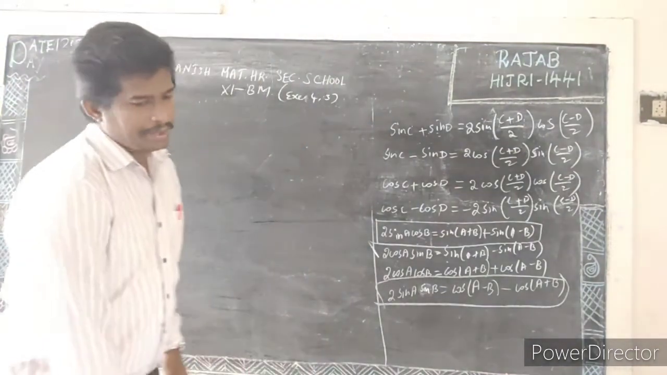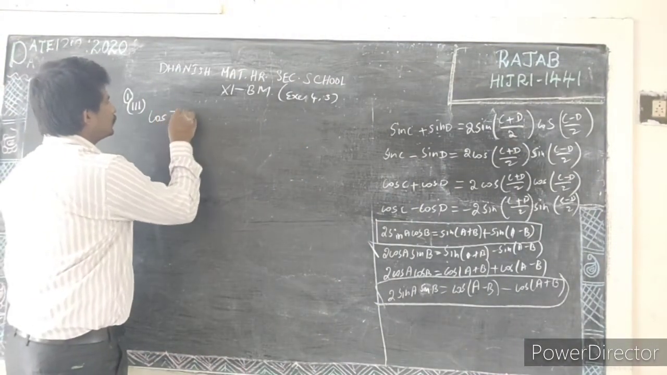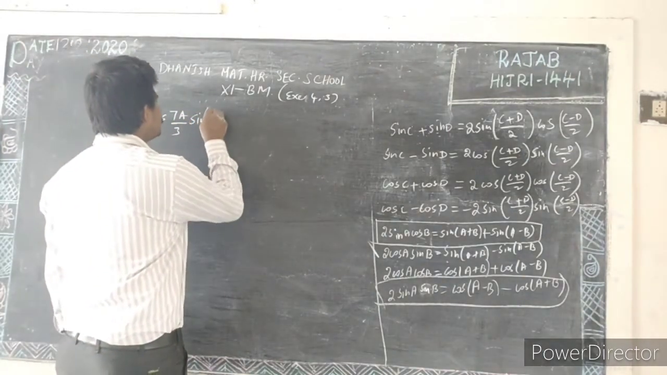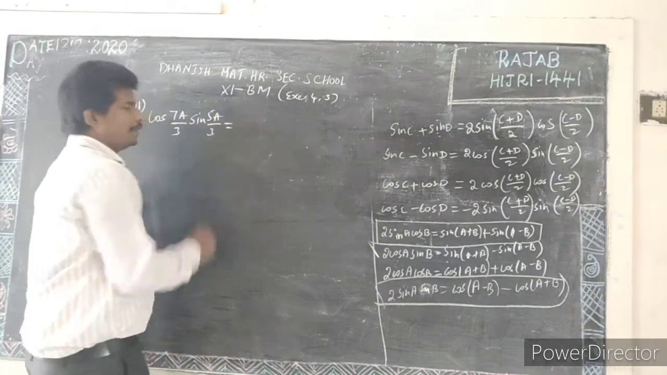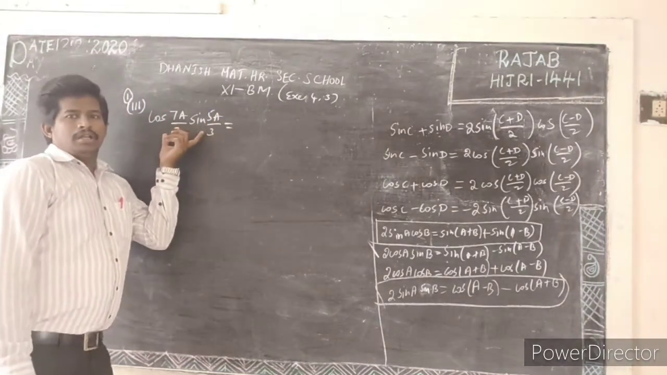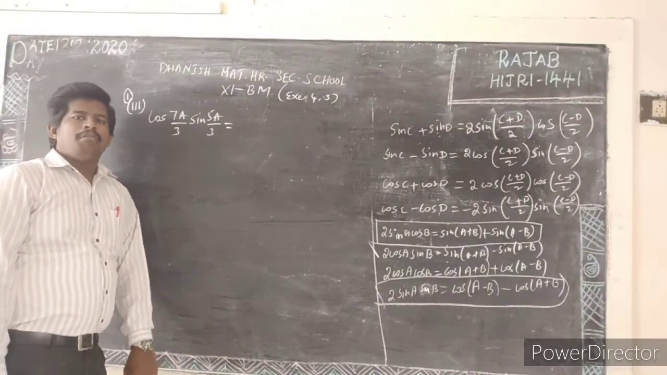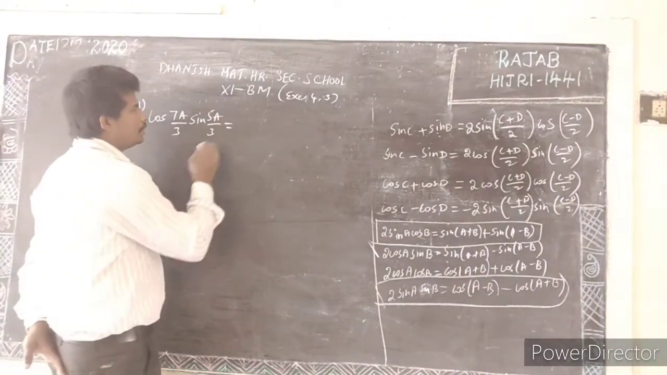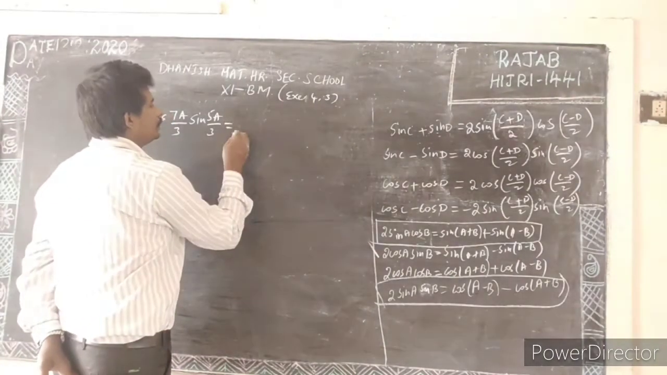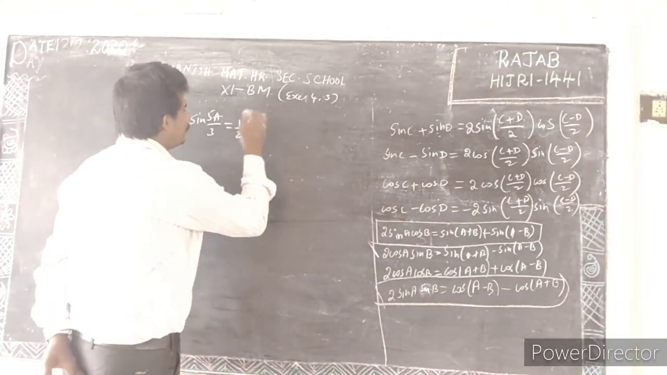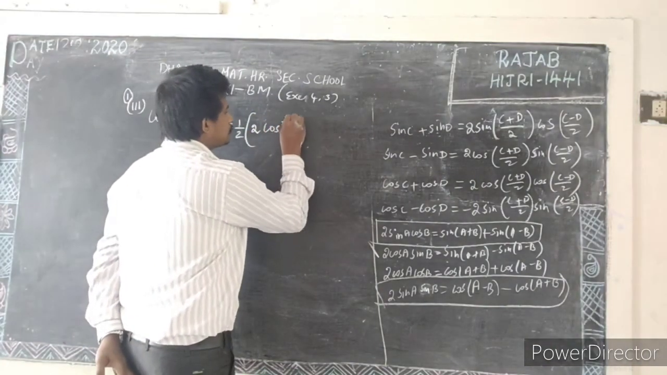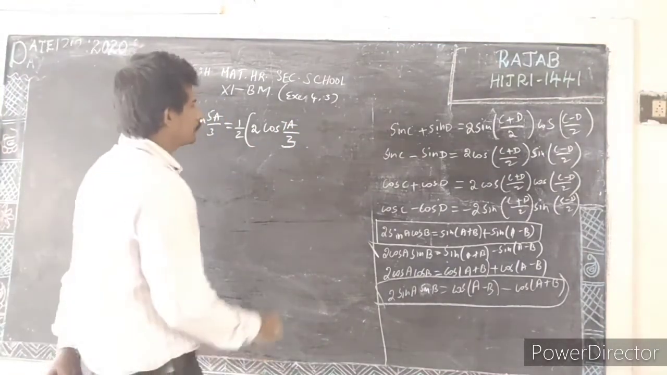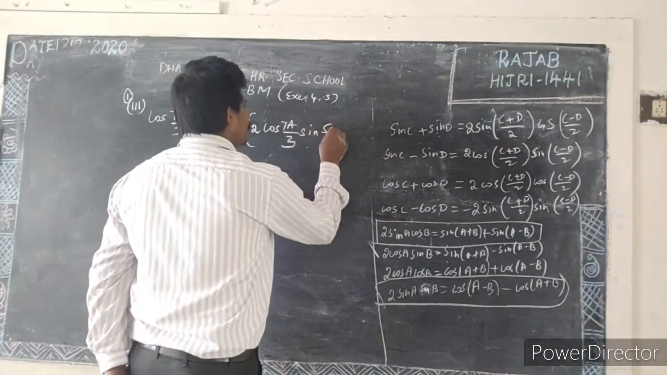cos 7a by 3, cos 7a by 3, sin 5a by 3. Here we are going to express this term as sum or difference of sine or cosine. Now, here also I am going to multiply and divide by 2. So 1 by 2 into 2 cos 7a by 3 sin 5a by 3.